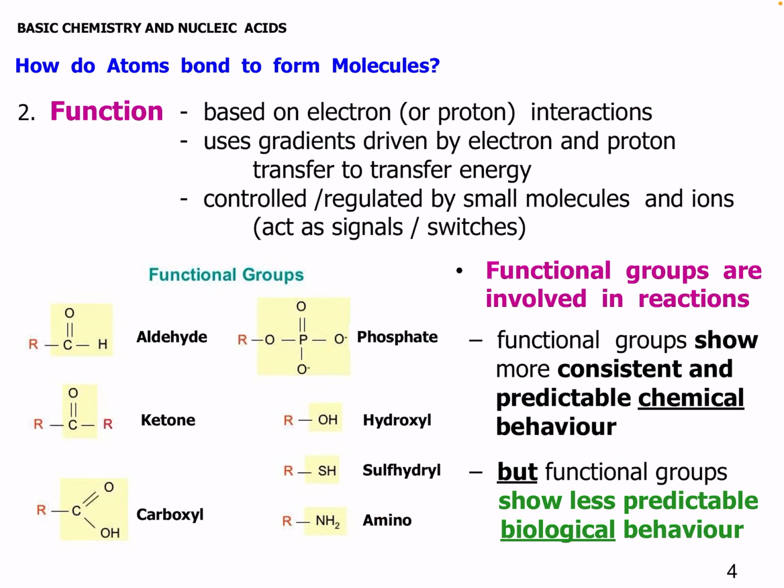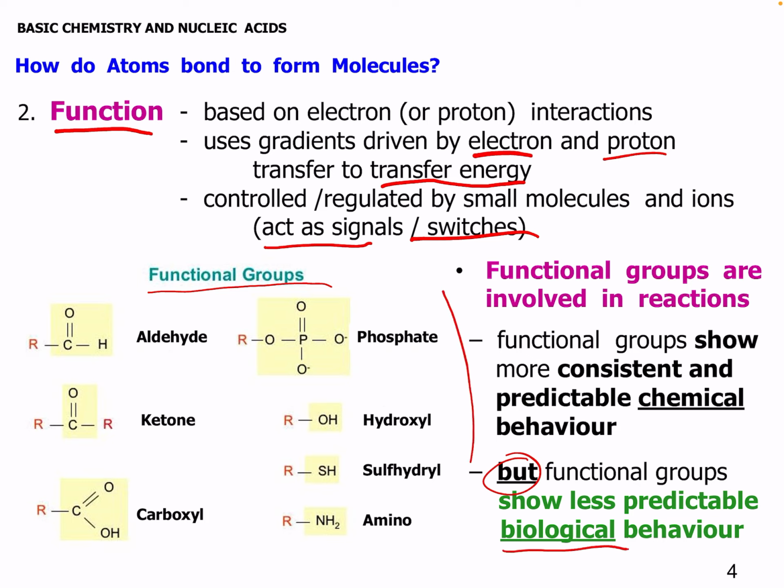So what are the functions of these bonds? The function is dictated based on the electron or proton interactions. It uses gradients driven by electron and proton transfer to transfer energy, which is very important. And this is controlled and regulated by small molecules and ions, which act as signals and switches. There are different functional groups which are involved in reactions. These functional groups show more consistent, predictable chemical behavior, but functional groups show less predictable biological behavior.